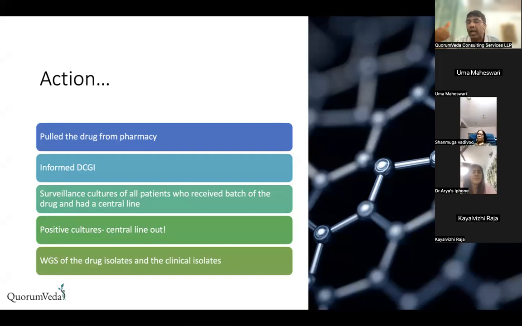The chemo port lines get colonized. So that's what happened. Some of them had chemo several weeks ago. And then when you use that line next time, whatever you push, the bacteria will be pushed into the bloodstream and produce symptoms. That's when you send the blood culture. That's when it is positive. And then whole genome sequencing was done on the clinical isolates and drug isolates. They were a perfect match.